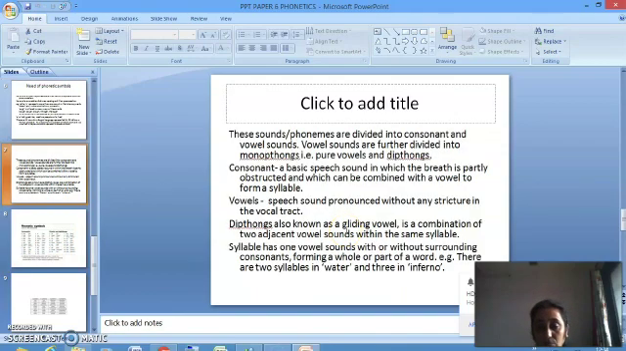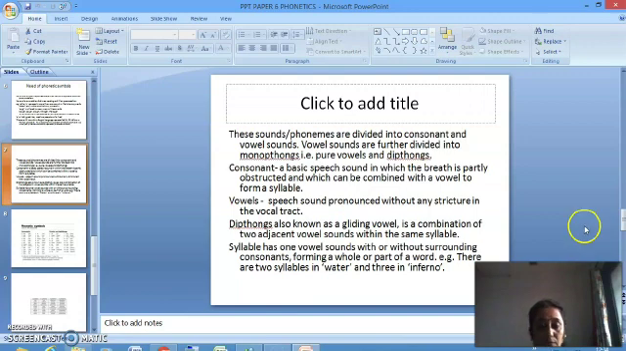These sounds, which are also called phonemes in linguistic terminology, are divided into consonant and vowel sounds. Vowel sounds are further divided into monophthongs, that is, pure vowel sounds, where mono means one single vowel sound, and diphthongs.